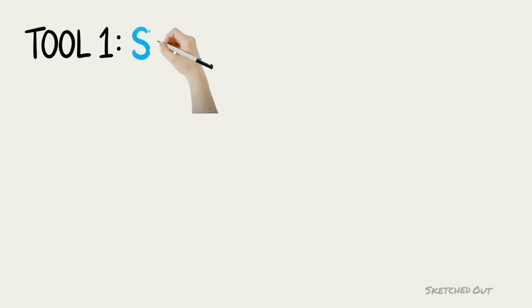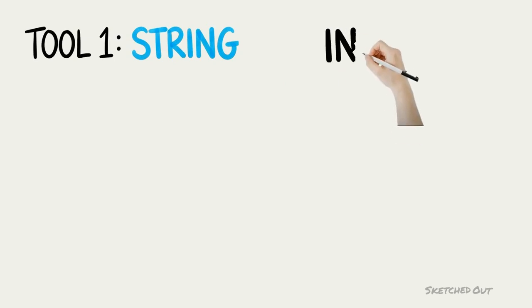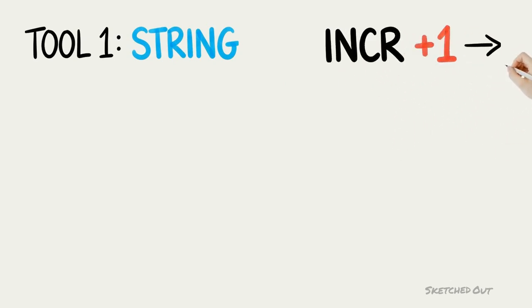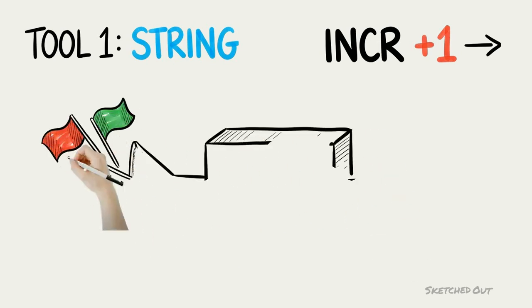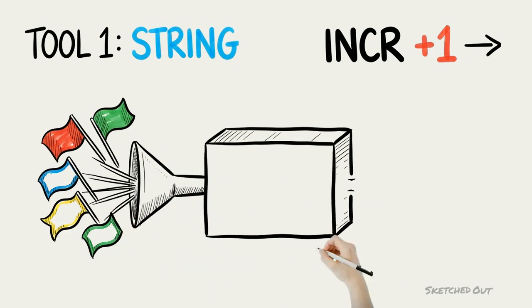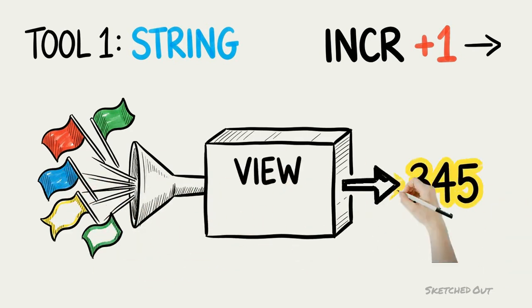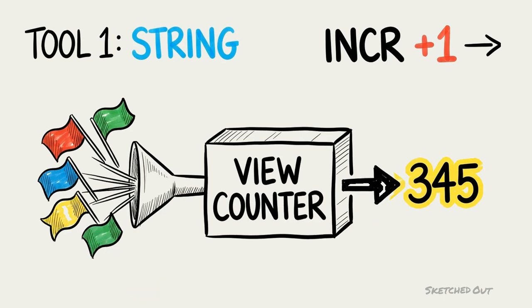Tool 1, the string, you already know. But even strings hide a trick. Store a number and the INCR command adds 1 to it atomically. 1 million players finishing races at once can all bump the same view counter, and Redis never miscounts because every increment happens 1 at a time in memory.